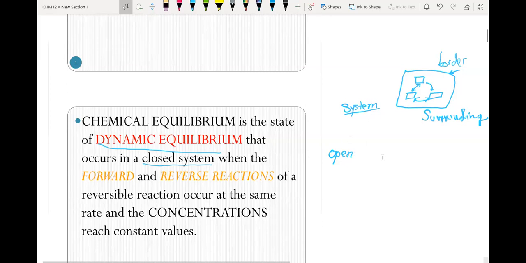So systems can be open if they exchange matter and energy with surroundings. That means the matter can enter and can get out of the open system. Energy can get in and energy can get out of the open system. If a system allows the flow of matter and energy, that means that system is open. Biological systems are open systems.